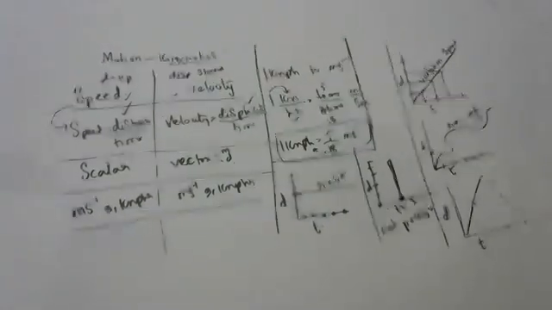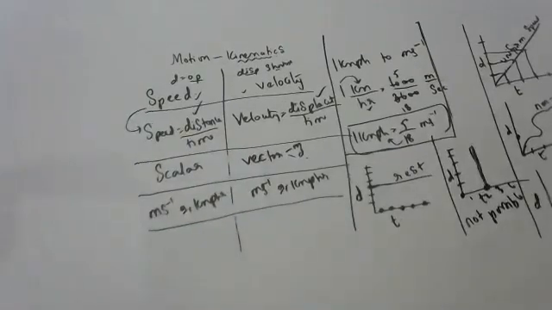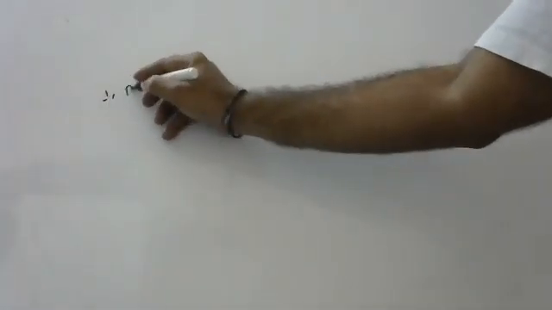Along with that, we'll do some numericals, children. Basic numericals. I won't give much tough numericals. Basic numericals I will give, children. So this is basic speed and time. First question.